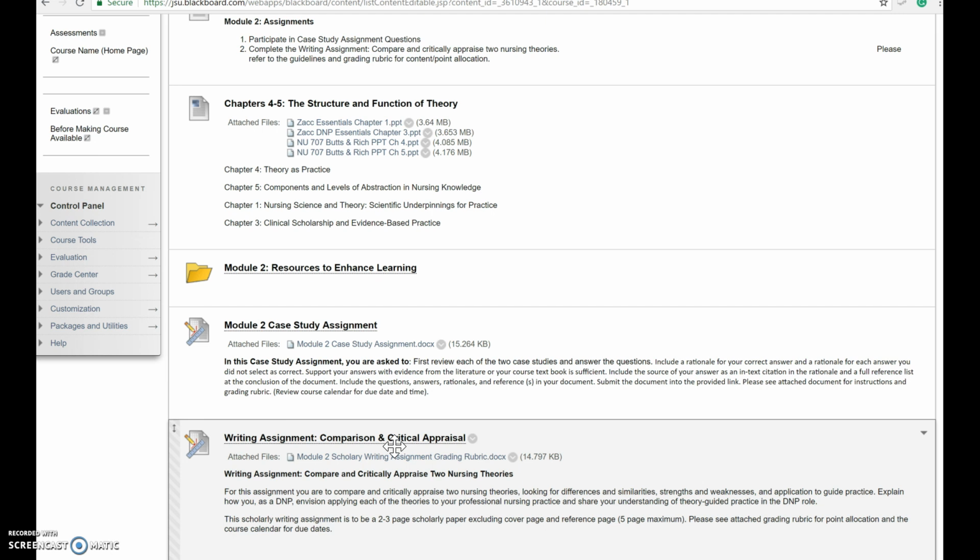This is considered a formal paper. It should be submitted into the submission link as a Word document. Doesn't have to be very long. The scholarly paper should be 2 to 3 pages in length, and that excludes the title page and reference page. So you'll see there it shouldn't go longer than 5 pages. And that's including the full writing plus your cover page plus your reference page. Be sure you're using APA format, correct grammar and spelling, in-text citations to support your ideas, opinions, and beliefs, and 2 to 3 scholarly references in addition to your course text.